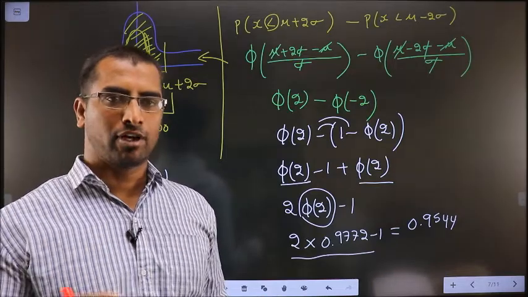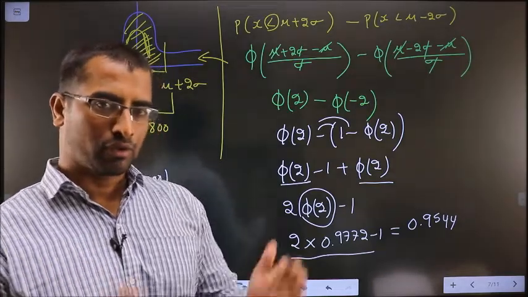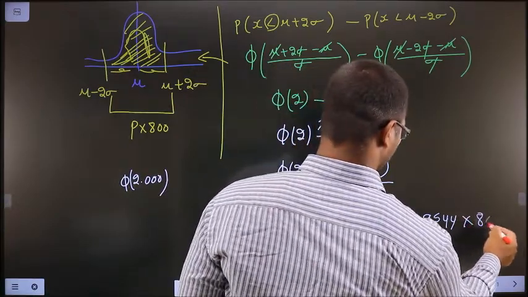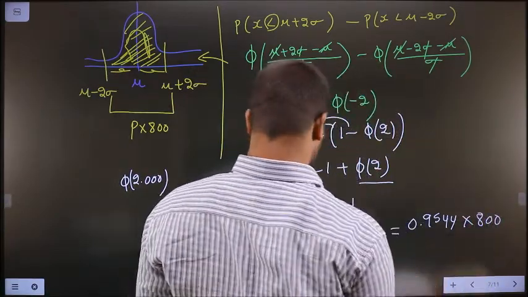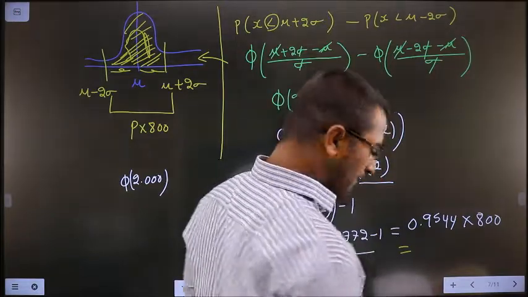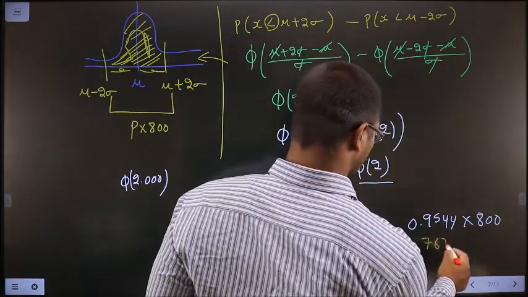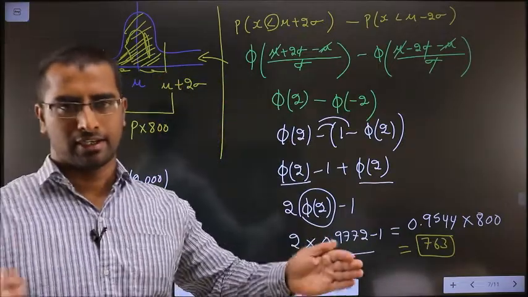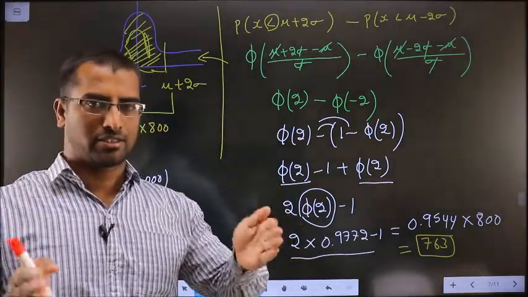He is asking for the number of leaves out of 800, so multiply this by 800. That will give you the answer 763. So out of 800, 763 will lie between the given two limits. Okay.